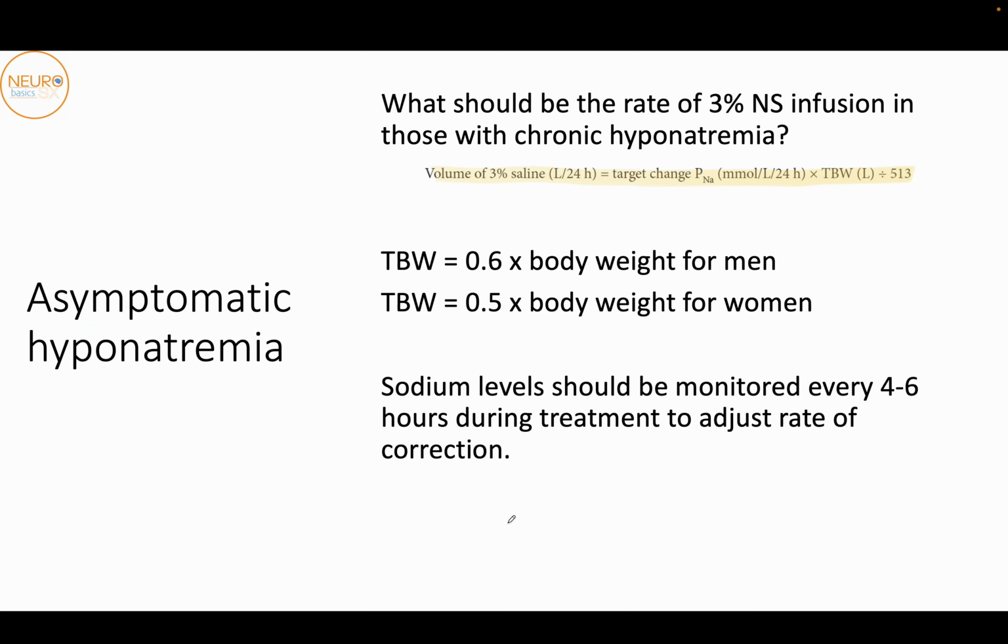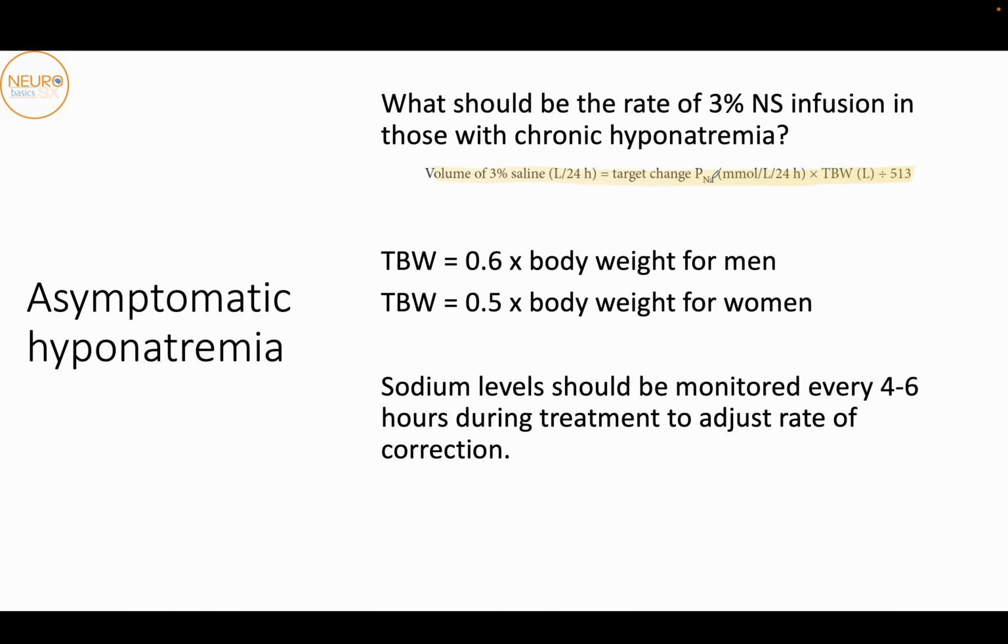Now, in patients with chronic hyponatremia, how would we infuse 3% NS? The basic idea is that 3% NS has an osmolarity of 513. So what we can do is figure out how much 3% NS we need to infuse to get the target change in P sodium. We can use this formula. The important thing to remember is that we want a serum sodium change of less than 10 millimoles within 1 day, right?